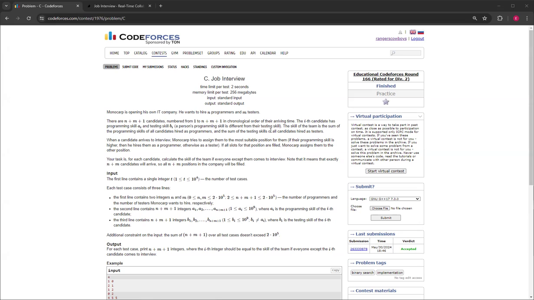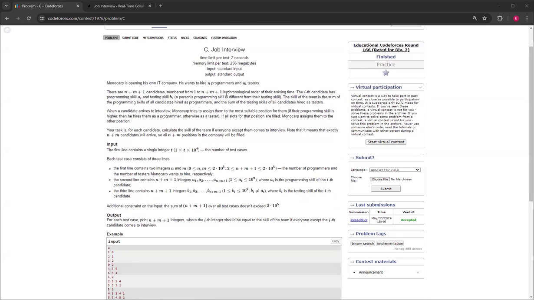So the task is, for every candidate, to try not including them, and then find what the skill of the team will be. It's guaranteed that without that one person, everyone else will get a job, because there are only N plus M of them, and there are N programmer slots and M tester slots. And note that N or M can be 0, but at least one of them is greater than or equal to 1.